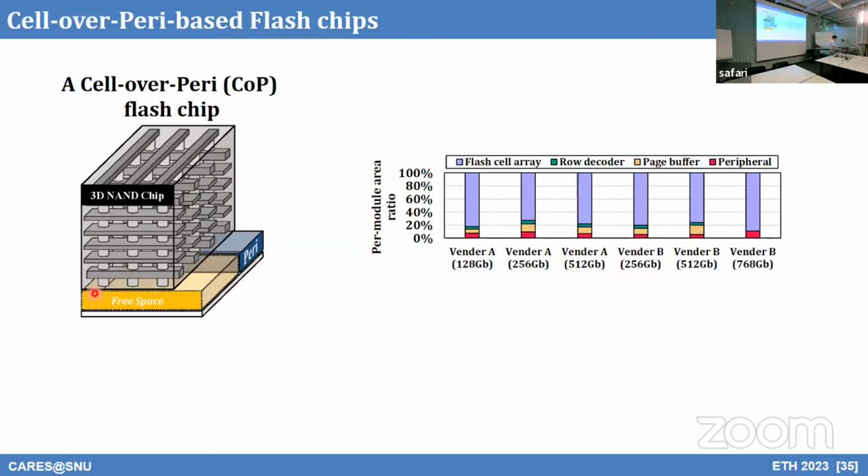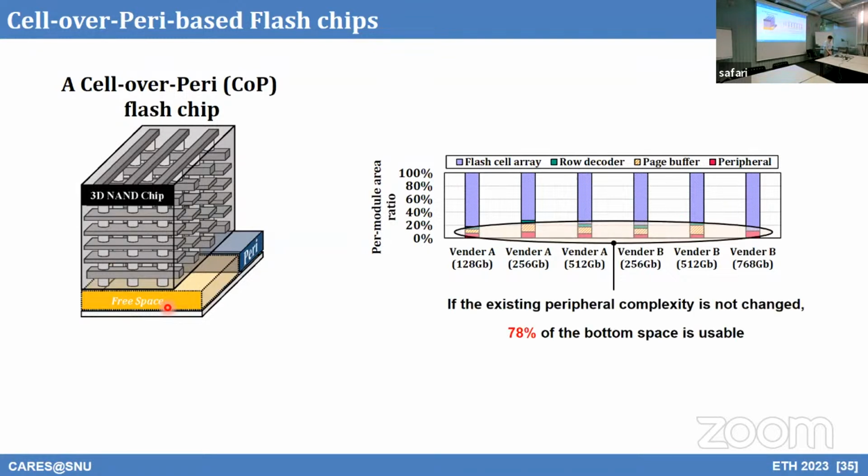So instead of putting this one, currently there are many different proposals in here, but we look at whether you can put some computing element here. So instead of in-storage processing, is it feasible to do in-flash processing? That is the main idea. For example, this one from the literature of different vendors, according to the flash cell array versus all the peripherals, we can assume about 78% of this bottom die area is available for some computing.